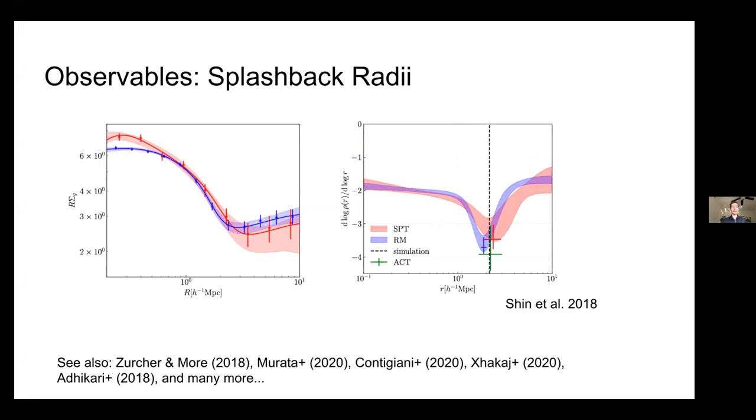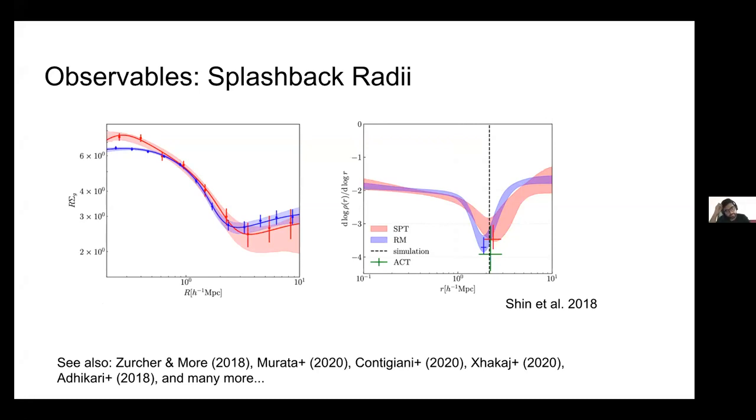Just to remind you what splashback radii are: if you have a halo, a satellite is coming in, goes through on its first infall, comes out the other side, and then from gravitational attraction from that halo, slows down, turns around, and falls back in. So that transition between the first orbit and the second infall occurs roughly at where the splashback radius is.